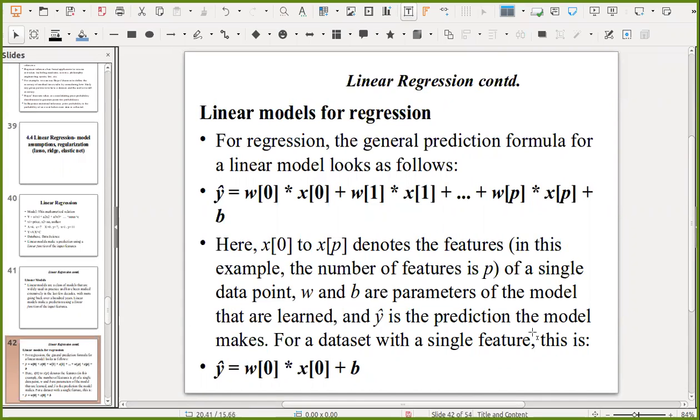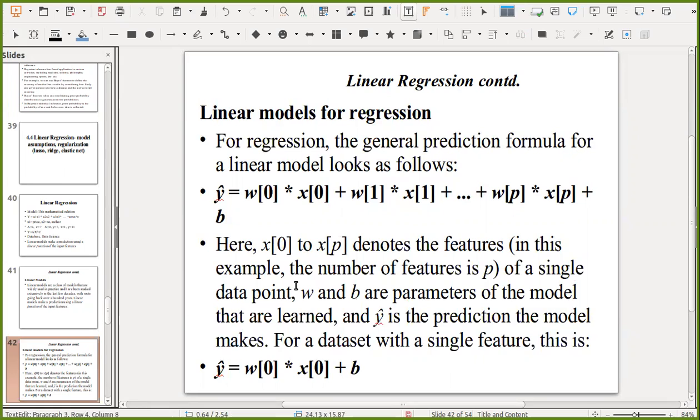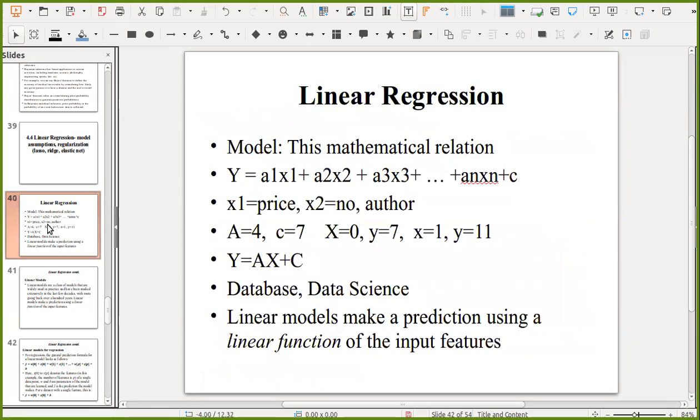So for a dataset with a single feature, this can be the formula. Whenever I'm having only one feature, the feature count starts with 0, so we can have this equation at the end. Here, w and b are the parameters to be learned. The meaning is that initially I don't know what the value of this w0 can be, or what the value of this w1 can be.